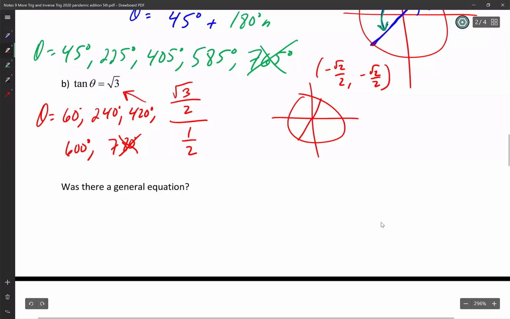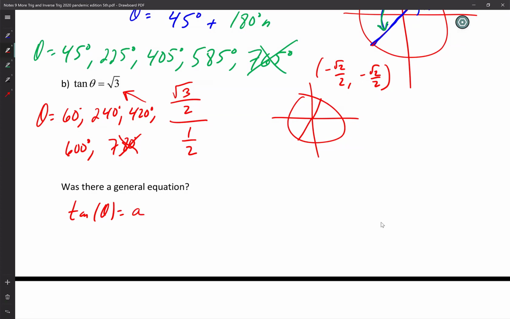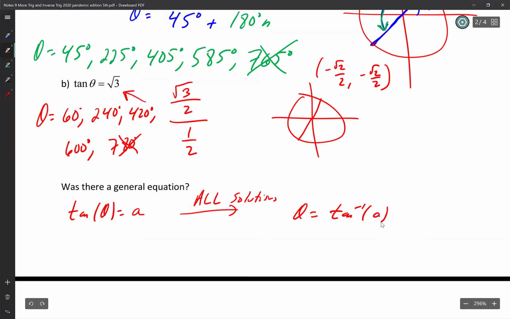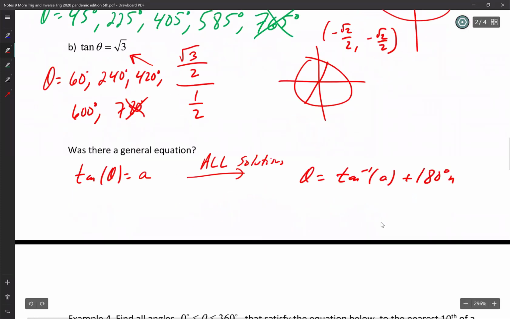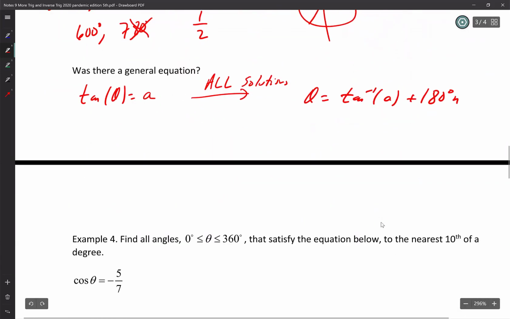So what is my general equation for tan? If I have tan theta equals, and I know it's y over x, but I'm just going to give it one letter, equals some a, to get all the solutions, you go theta equals arctan of a, whatever that is, plus 180n. That's a degree symbol up there. All this is in degrees. Later on, we'll talk about radians. It's probably easy to fix it for radians, but for now, we'll just talk about that.